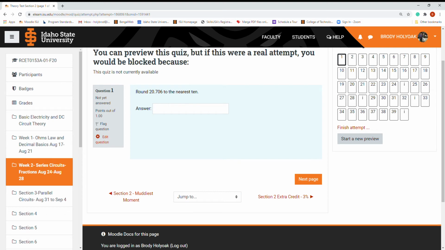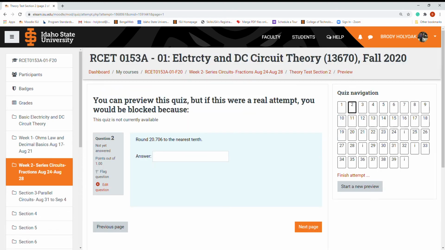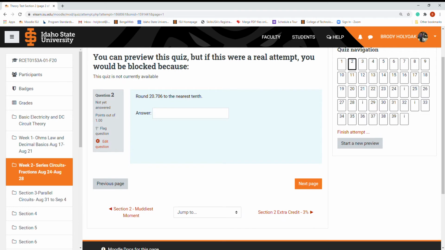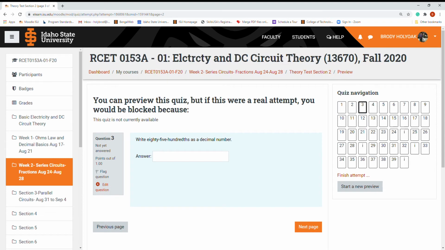Where's my next one? Okay, round the same number to the nearest tenth. So where's the tenths position? The 7. Is that going to round up or down? Stay the same, so we end up with 20.7. Good there? Write 85 hundredths as a decimal number. There's the keyword hundredths. How many decimal places?